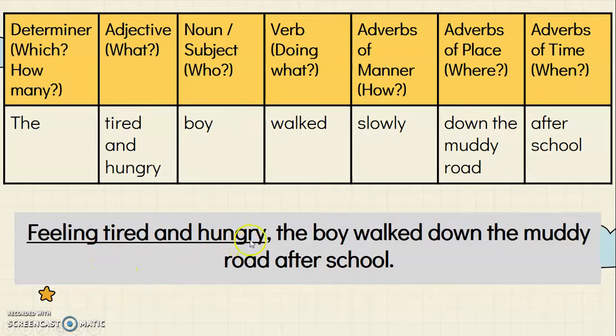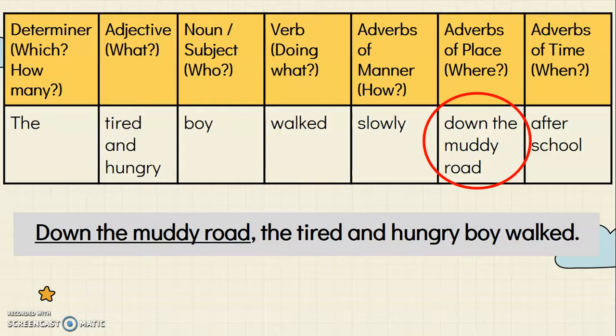Now we want to emphasize on tired and hungry. We will shift this part to the front. So, feeling tired and hungry, the boy walked down the muddy road after school. Now I want to emphasize on the adverb of place, where. So I'm going to shift this part to the front: down the muddy road, the tired and hungry boy walked. Did you realize I did not include all the details in this sentence? It's just the part that I want to emphasize, and I add in the other information that I want to say.